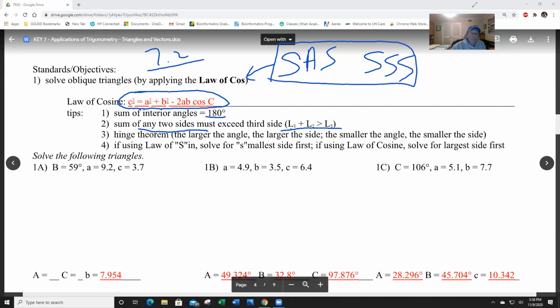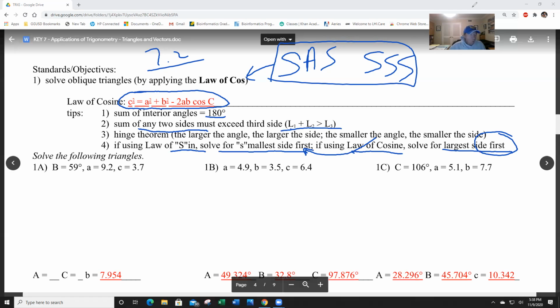Now, if you're using the law of sines, solve for the smallest side first. What you do there is you eliminate the possibility of getting into an ambiguous case by solving for the smallest one, okay? If you're using the law of cosines, solve for the largest side first. So typically we're going to solve the largest side first, then the smallest side, and then the medium one. That's typical, okay?